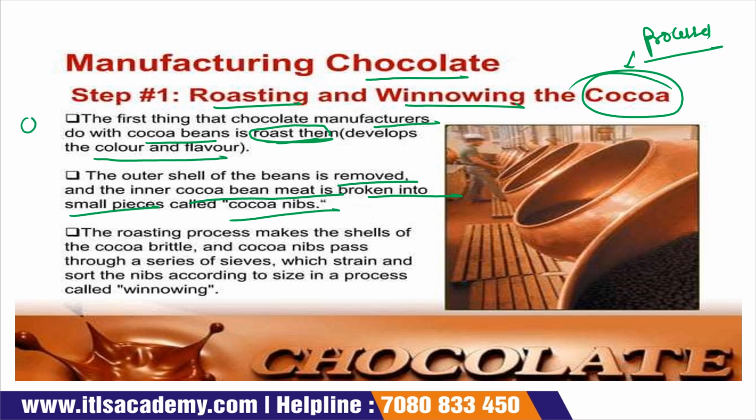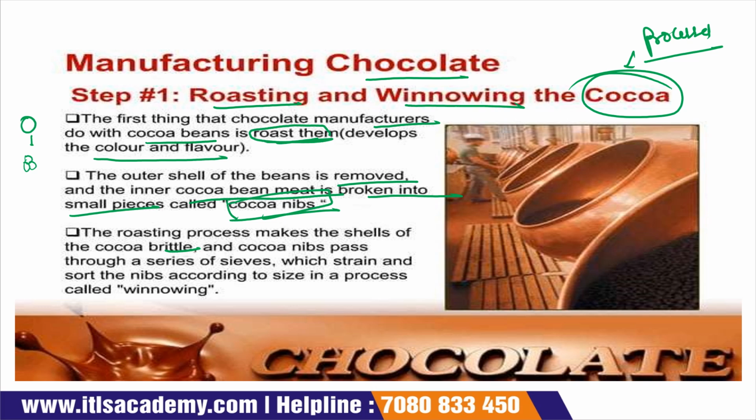Suppose this is your cocoa bean. When it is roasted, it divides into small pieces. More than two, yeah, more than three, and this is called what? This is called cocoa nibs. Now the roasting process helps the cocoa beans in removing their shell and brittleness.